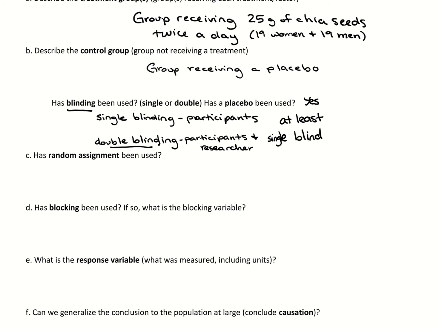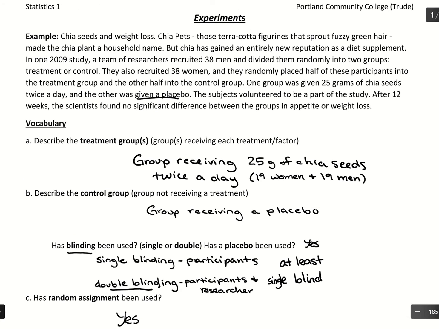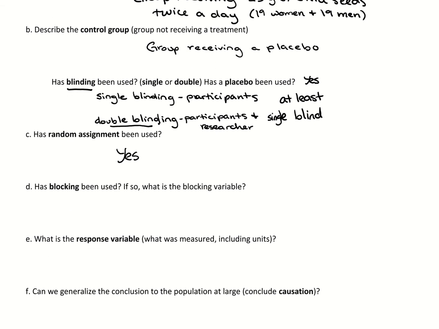Has random assignment been used? This is asking if the two groups were randomly assigned, and yes, it was. In our description, they told us they made the two groups randomly, which is very, very important because we want to eliminate any sort of lurking variables and create good diversity between the two groups.